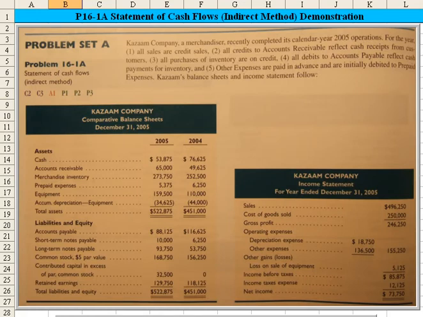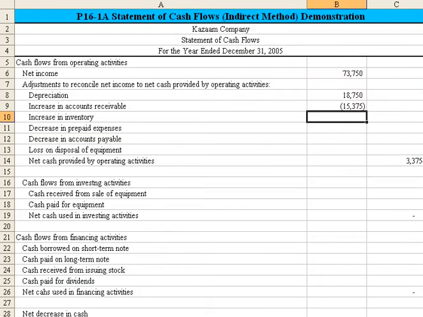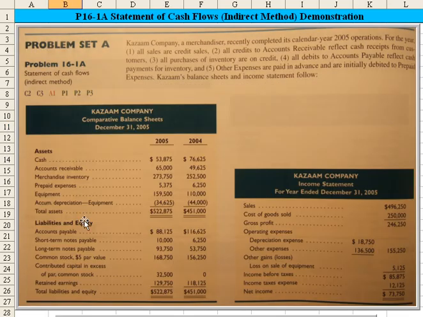How about inventory? We see on the balance sheet inventory went from $252,500 to $273,750. So we have the same issue. We will take the $252,500 and we need to back off $273,750 to show that increase, which tied up more cash in inventory. So we have to again show that as a negative reduction when we're moving from net income to net cash provided by operating activities.